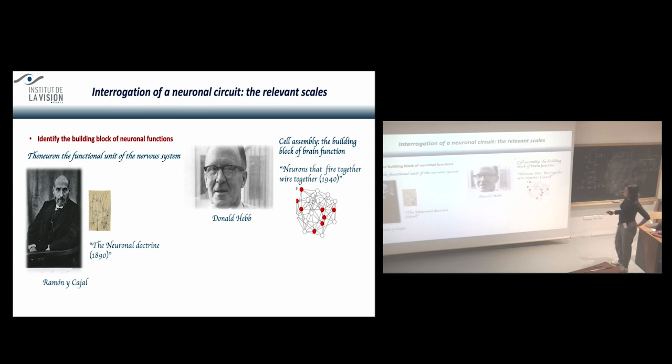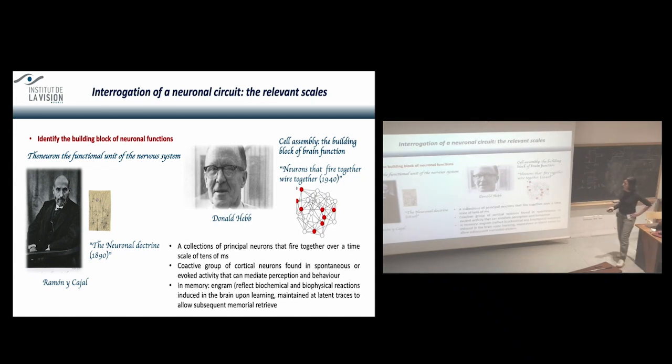The idea was that actually it's more a group of cells that are the building block of the brain function, and there are different ways to define those cell assemblies, depending also on which brain area you find them. In the cortical area, you can define the cell assembly as a collection of principal neurons that fire together, so they have spiking activity which is highly synchronized, firing together over a time scale of tens of milliseconds. You can also define them as a coactive group of cortical neurons that you can find in spontaneous or evoked activity that mediate perception of behavior.